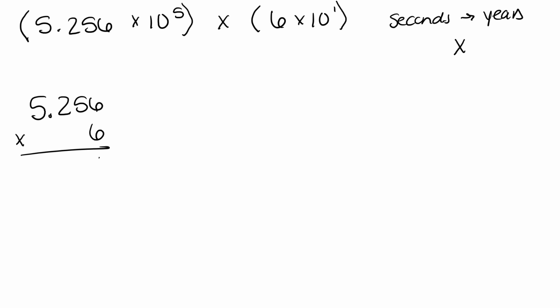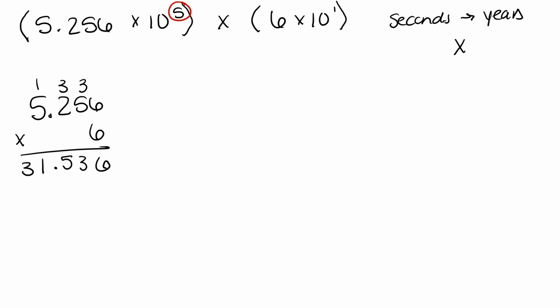6 times 6 is 36. Put down the 6, carry the 3. 6 times 5 is 30, plus the 3 is 33. Put down the 3, carry the 3. 6 times 2 is 12. 12 plus 3 is 15. Put down the 5, carry the 1. 6 times 5 is 30, plus 1 is 31. And keep your decimal point in your answer, 31.536.